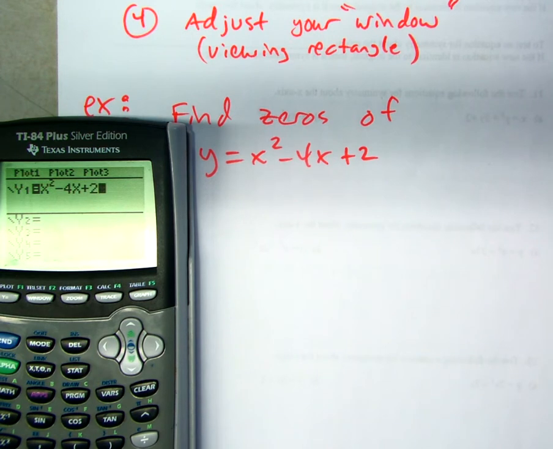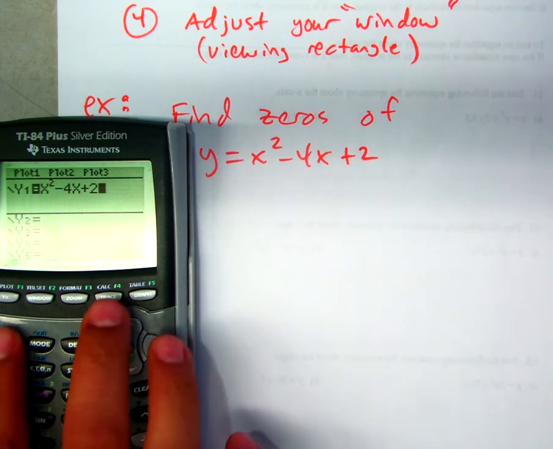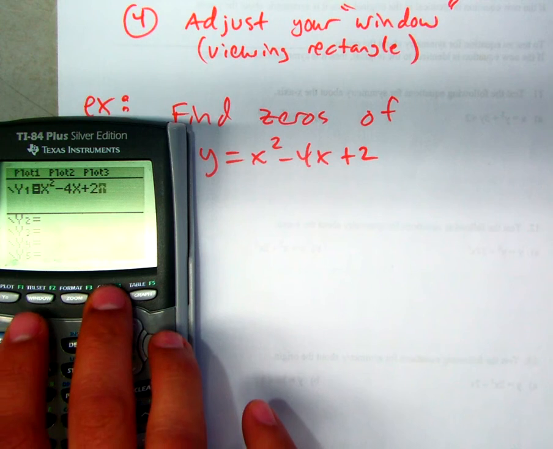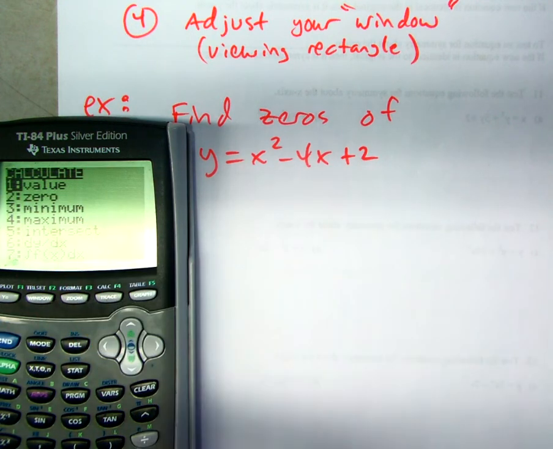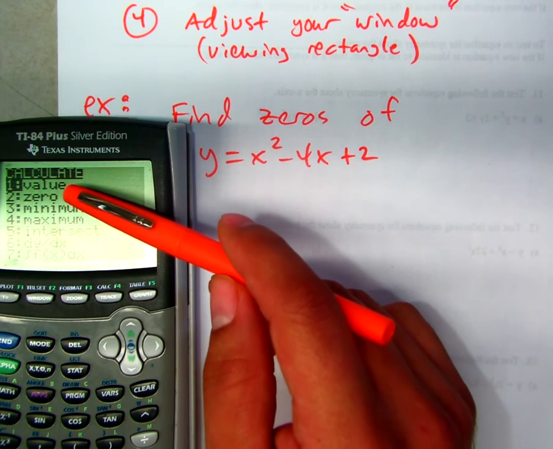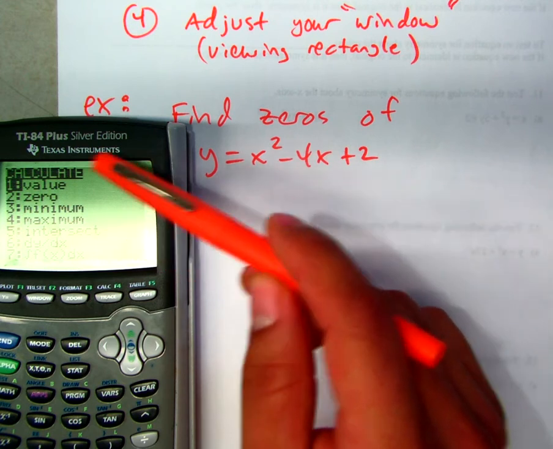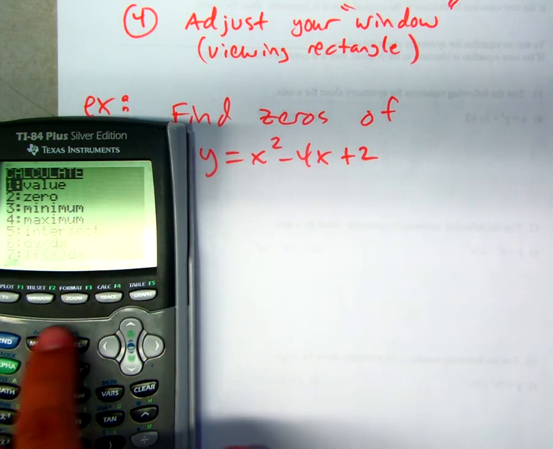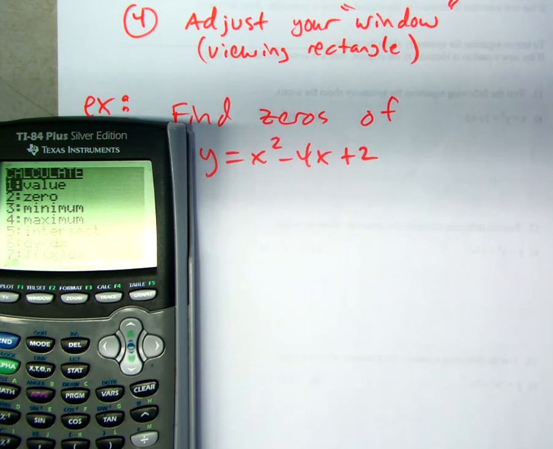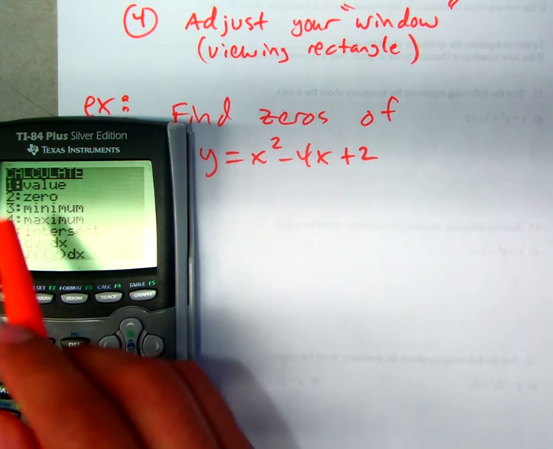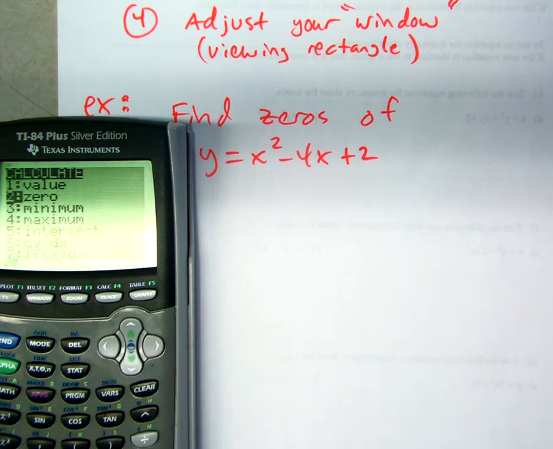And the good news is, most of these skills that we listed earlier, if you go to the second trace button, you get to this menu that we call the calculate menu. And what do we see here? We see value, which we won't use too much. Zero, which is one of the things we want to talk about. Minimum, maximum, and intersect are all right here. Okay, so you go second, and then trace. Second trace. And that's your calculate menu. And all the options that we need to worry about are right here today. Okay, so first we said zeros, right? So let's go to option number 2.